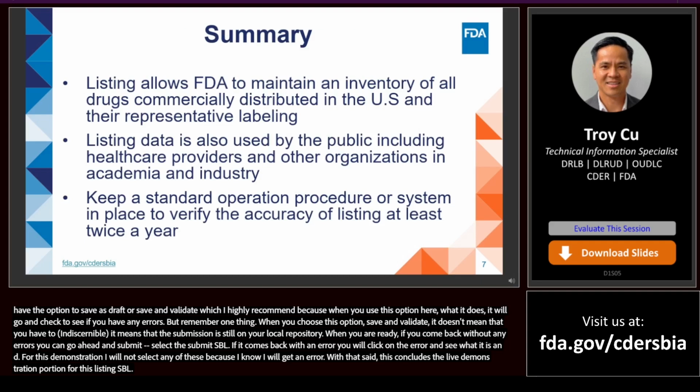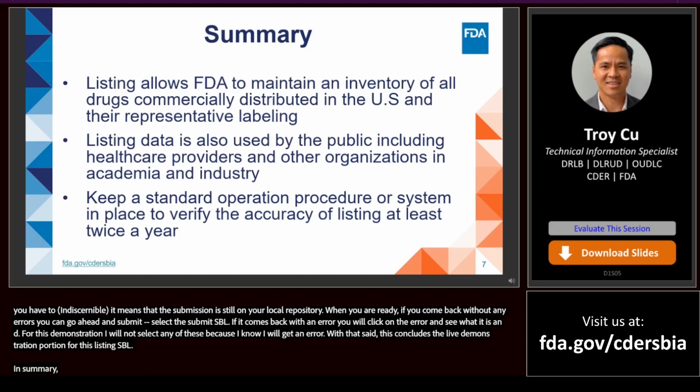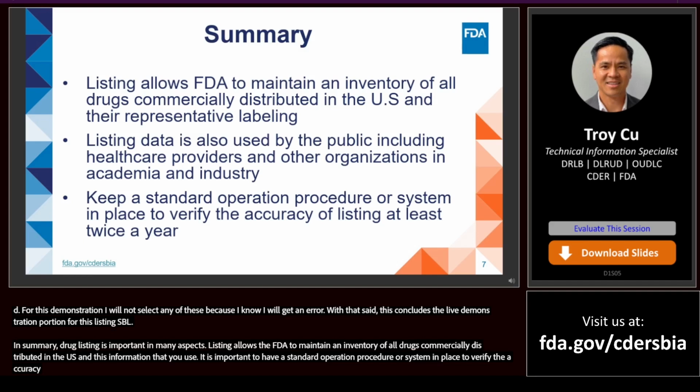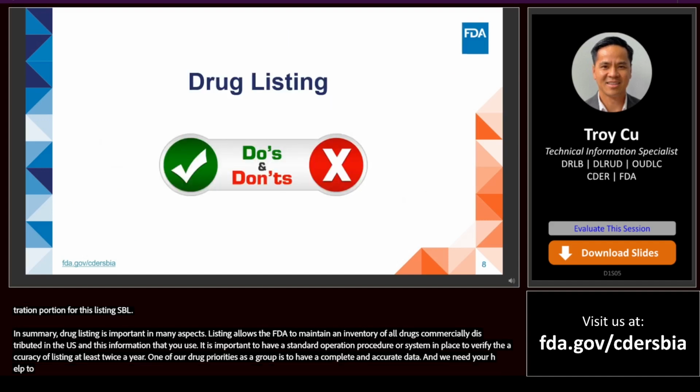In summary, drug listing is important in many aspects. Listing allows FDA to maintain the inventory of all drugs commercially distributed in the U.S., and this information is used by the public and other institutes. It is important to have a standard operating procedure or system in place to verify the accuracy of listings at least twice a year. One of our drug priorities as a group is to have complete and accurate data, and we need your help to obtain that information. Next, I would like to go over some do's and don'ts related to drug listing.